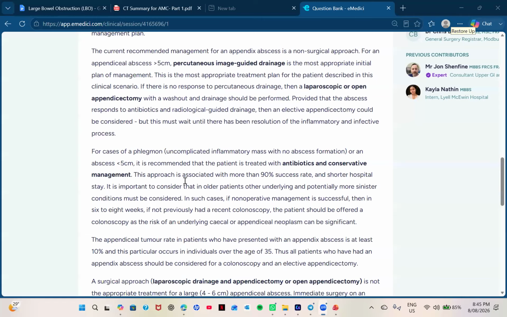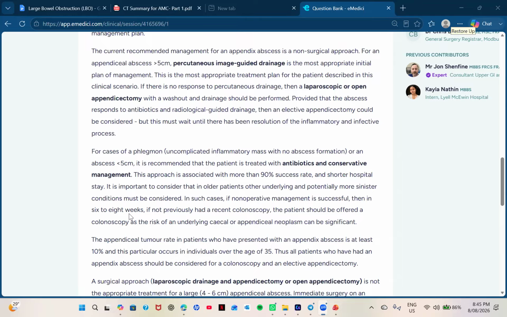For a case of phlegmon, an uncomplicated inflammatory mass with no abscess, or an abscess less than 5 centimeter, recommend the patient be treated with antibiotic and conservative management, right? So what you need to understand from this, you have to make a note. Abscess less than 5 centimeter, or if there's uncomplicated phlegmon, you can go with antibiotic plus conservative.